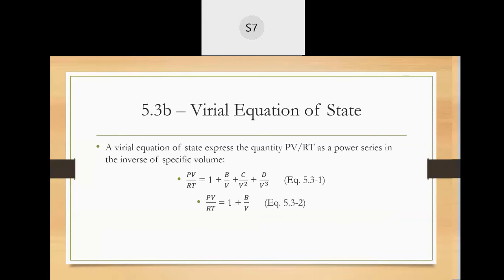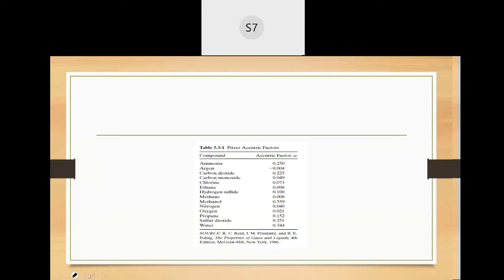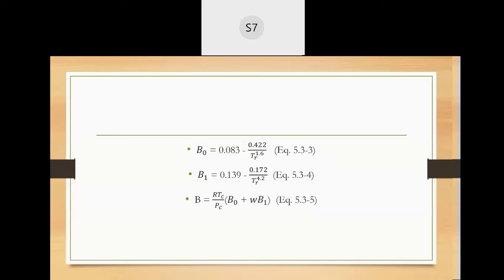The next one, we'll talk about the virial equation of state. A virial equation of state expresses the quantity of PV over RT as a power series in the inverse of specific volume. So for this equation, you need to memorize it. And this table is also given because you need to estimate the B, the eccentric factor.